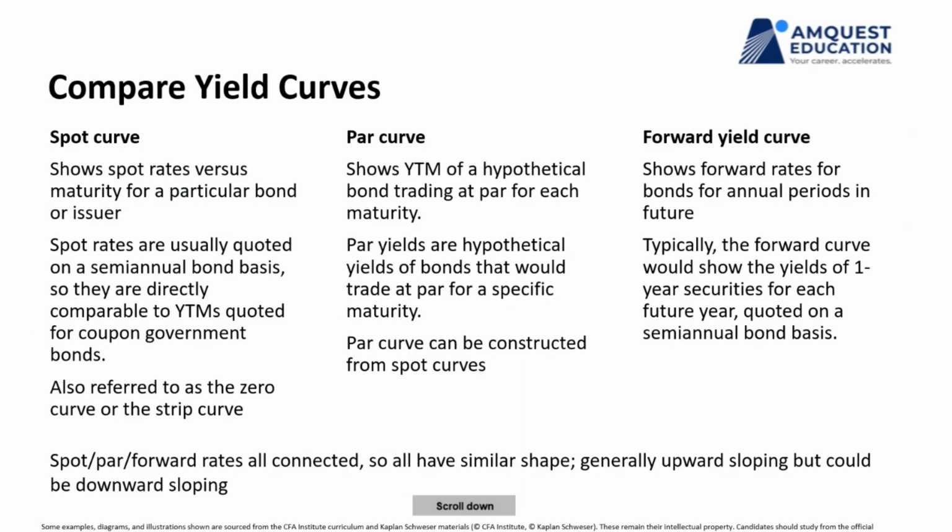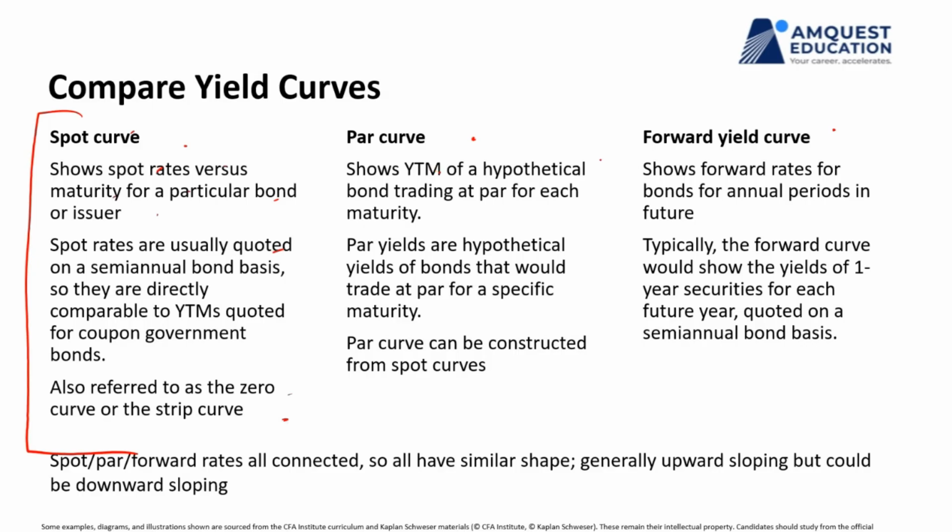Okay, if no questions, this is what we were talking about: spot curve, par curve, and forward yield curve. Spot curve shows spot rates versus maturity for a particular bond or issuer. Spot rates are usually quoted on a semi-annual bond basis, so they're directly comparable to YTMs quoted for government coupon bonds, and are also referred to as the zero curve or the strip curve. So this is typically government bonds.